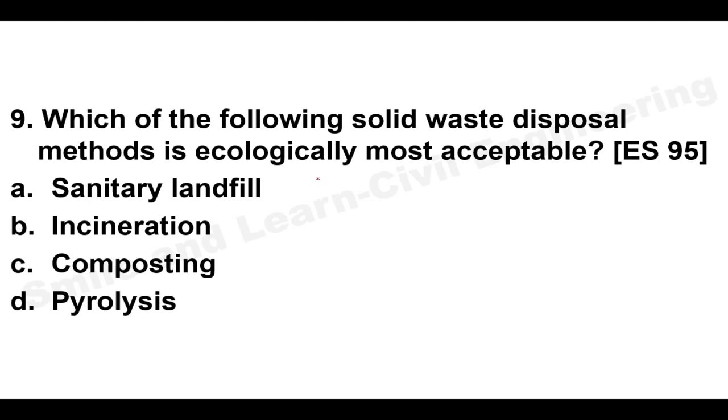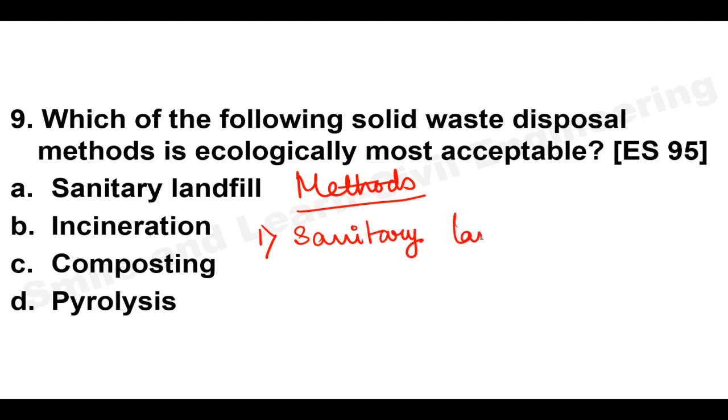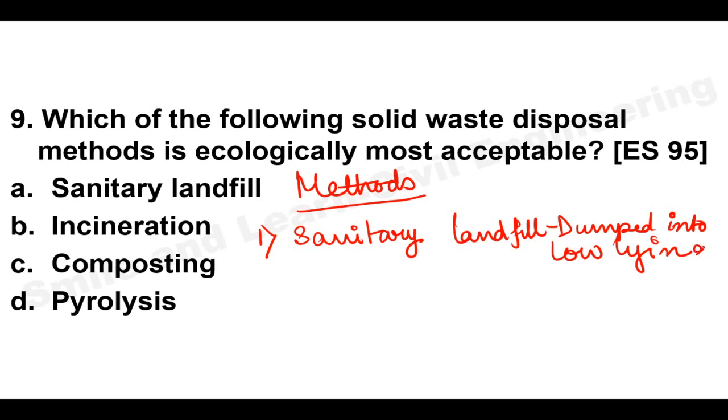Now, as I told you in the previous question, we will discuss everything in detail. So we will see what the methods of disposal are. What are the various methods? The first thing that we see is sanitary landfill. Now what happens in a sanitary landfill? Simply, the wastes or refuse are collected and dumped into a low-lying area. This is what happens in the case of sanitary landfill.